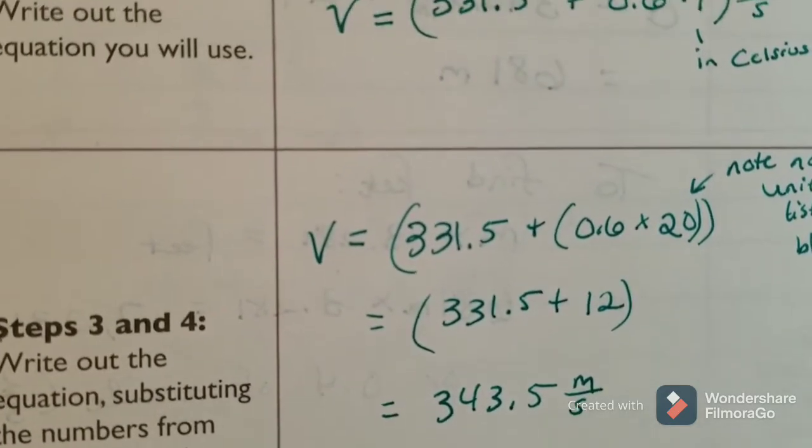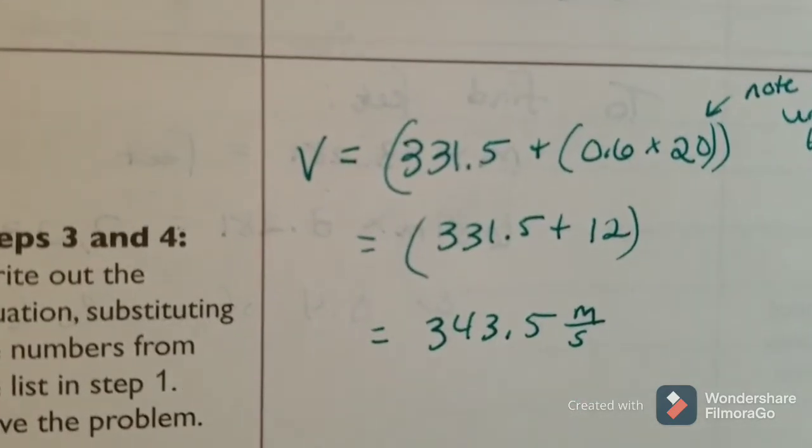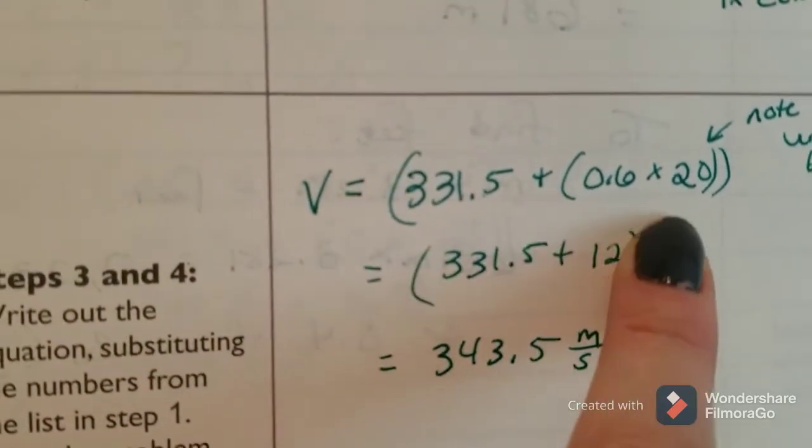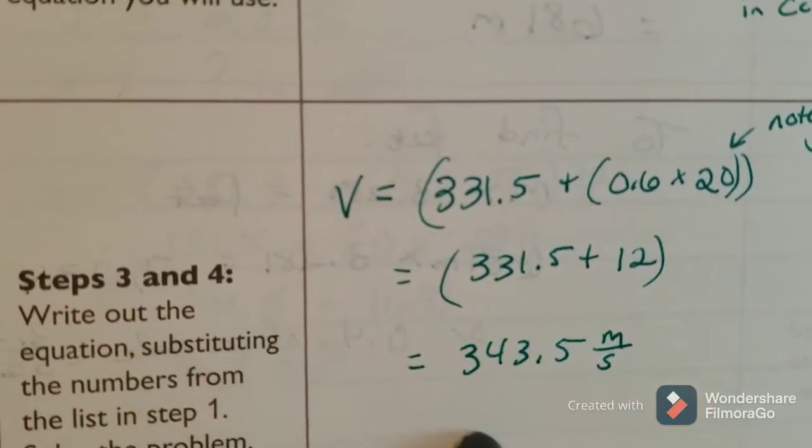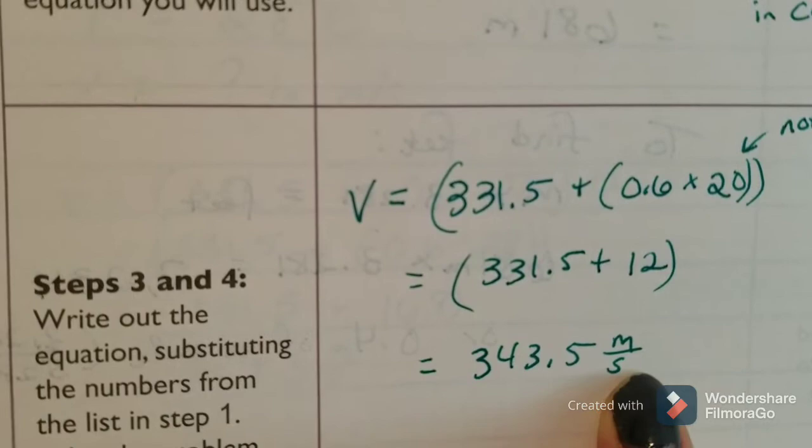So 20 was our degrees of Celsius. We're working that out. So those times each other was 12. These plus each other is this right here, meters per second.